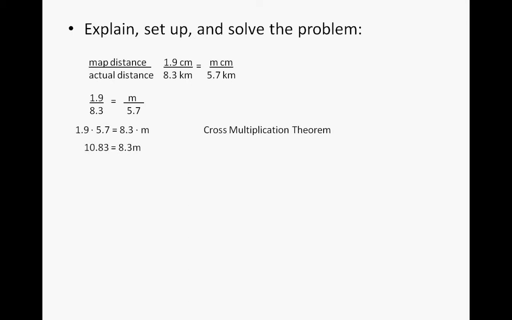When we simplify, we get 10.83 is equal to 8.3 times some number. And again, through our definition of multiplication, some number times 8.3 is 10.83, which means that 10.83 divided by 8.3 is going to give us that number. And when you do that, you will get 1.3. So 1.3 is our missing value.